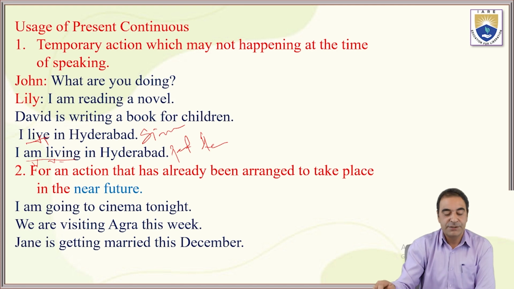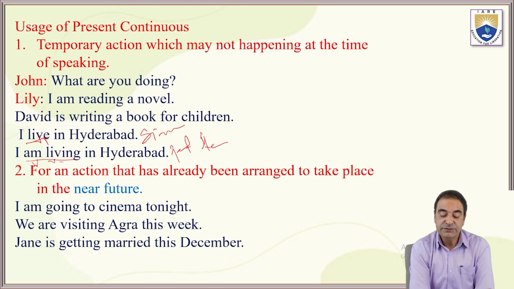Now, the next usage. We use present continuous tense for an action that has already been arranged to take place in the near future. Yes, we use present continuous tense to express a future action, but that action must be planned. It must be planned, it must be arranged. That's why we say we use present continuous tense for an action that has already been arranged to take place in near future.